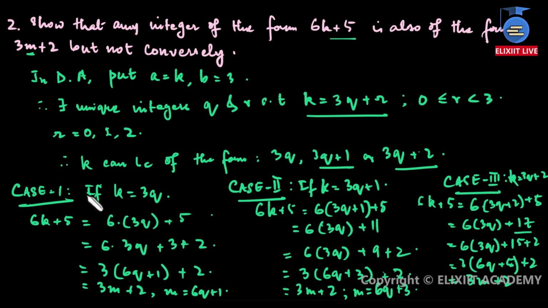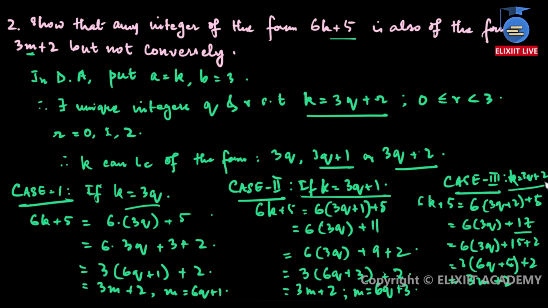So these are the cases. Case 1 is K is equal to 3Q. Case 2 is K is equal to 3Q plus 1. And case 3 is K is equal to 3Q plus 2. So definitely, you can see that for each of these cases, every time you're getting 6K plus 5 is equal to 3M plus 2. But the converse is not true.